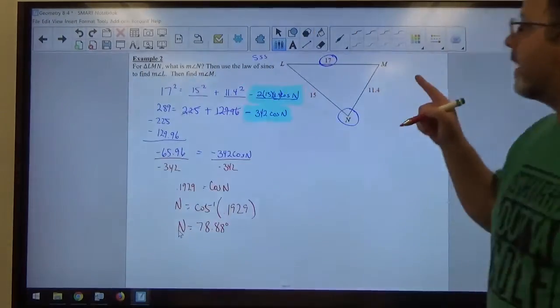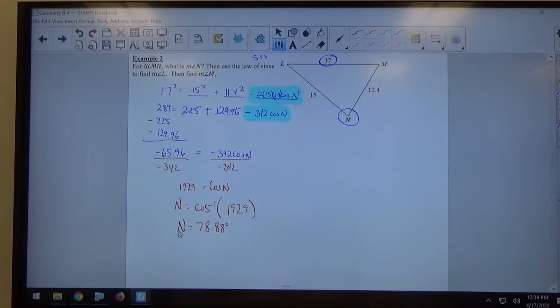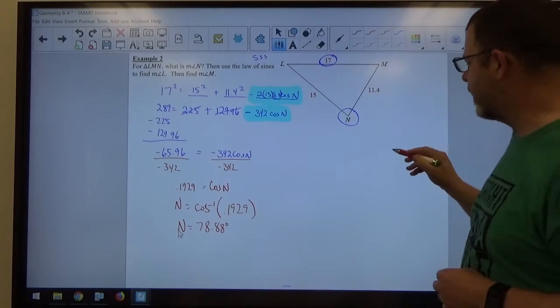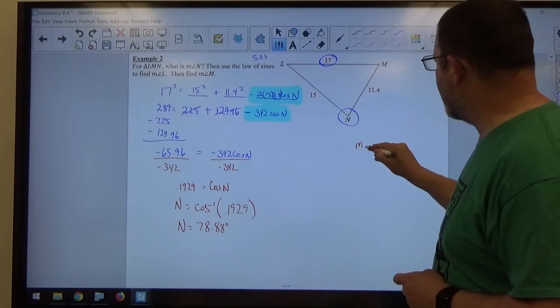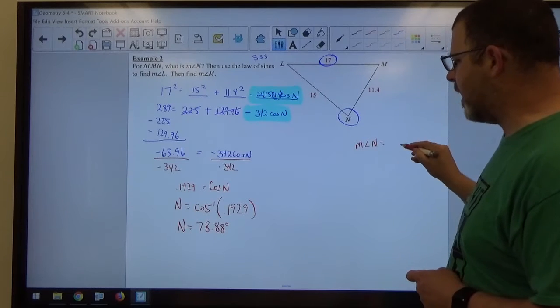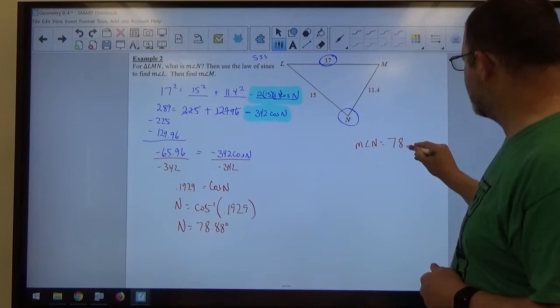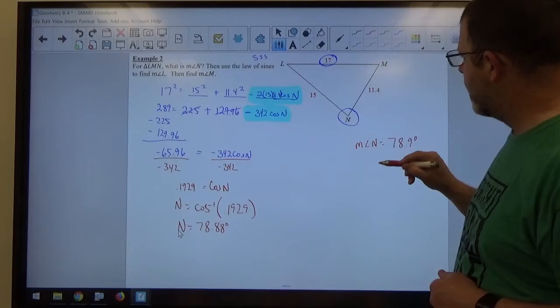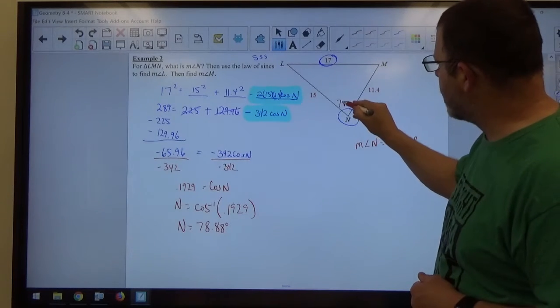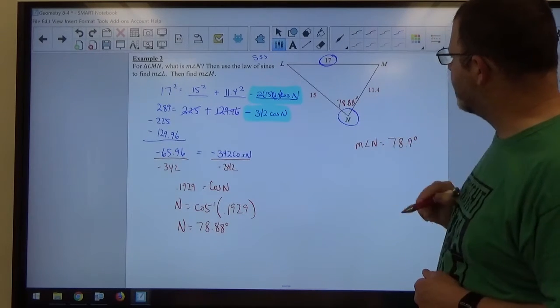Okay. It says what is measure of angle n. It doesn't specify nearest tenth or anything. Let's just pretend it did. So measure of angle n equals 78.9 degrees. In my work, I'm going to put 78.88 degrees because that's more accurate.